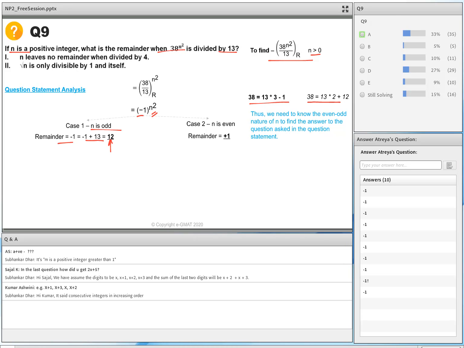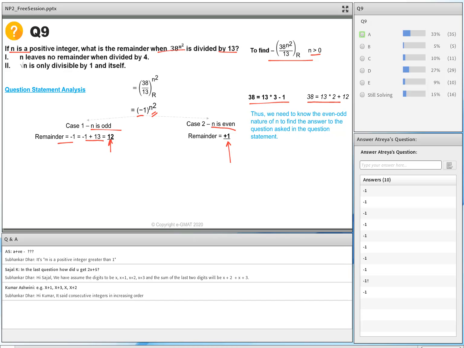This is when n is an odd number. Now, when n is an even number, what do I get? I get minus 1 to the power an even number. And we know whenever the exponent is even, minus 1 would convert to a positive 1, right? So then in that situation, I would get the remainder to be equal to plus 1.